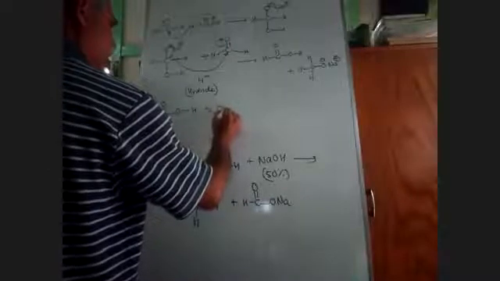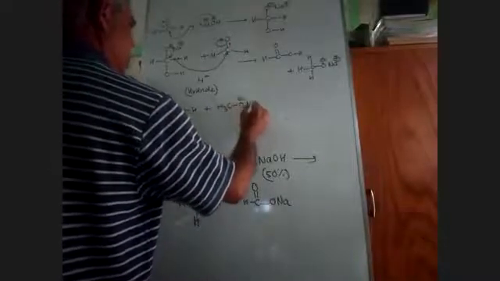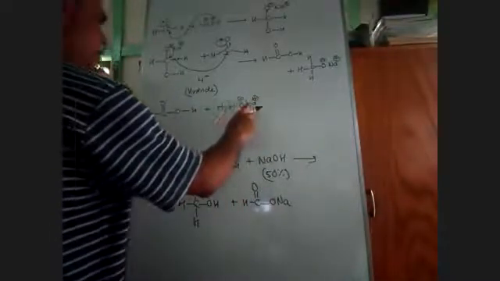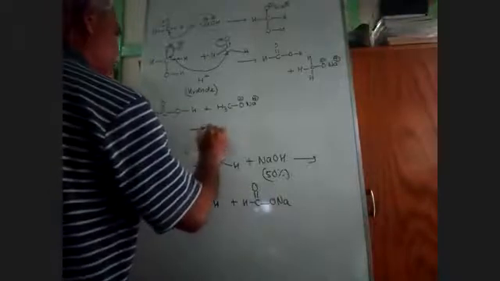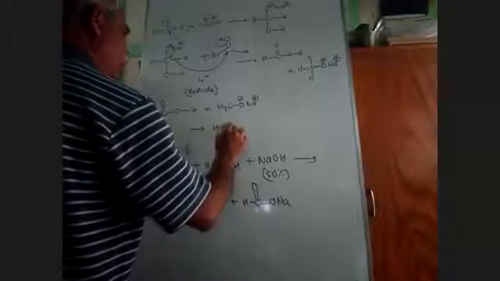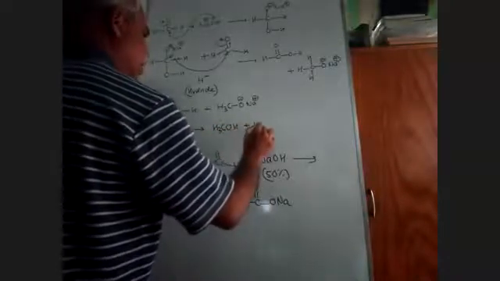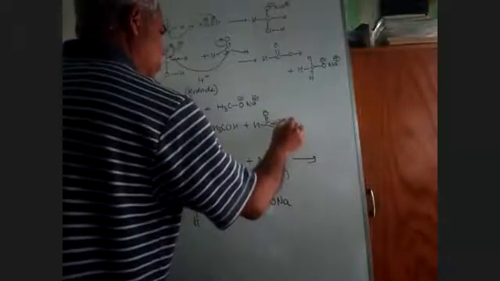I'll write now here: CH3COO minus and Na plus. See, this H will come here and Na will go here, because salts of carboxylic acids are highly stable. You'll get this and you'll get this. So this is the whole mechanism. This is not at all difficult. You'll get this.